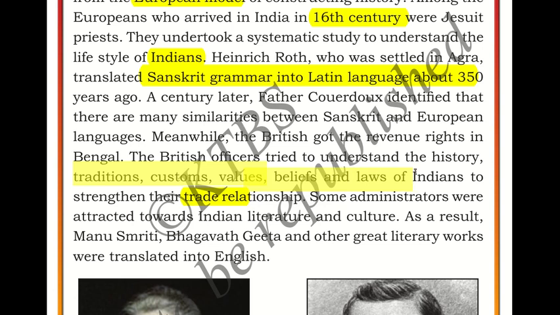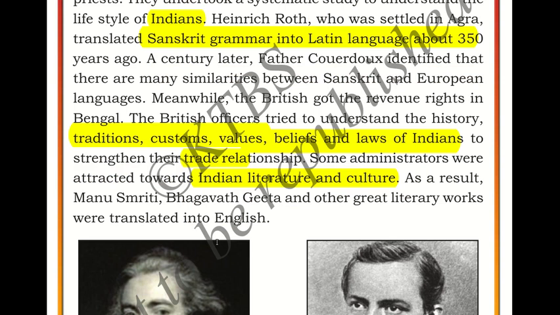Some administrators were attracted towards Indian literature and culture. Keep in mind that even before the Europeans came into India in 16th century, India was a land of rich culture and heritage. So the Indian literature was booming in variety and content, which is why some administrators were attracted towards literature and culture. As a result, Manusmriti, Bhagavad Gita and other great literary works were translated into English. So translation of literary works is one of the first approaches we need to take to ensure that knowledge is spread throughout the globe. Whenever there is any information source in one language, by translating it to other languages, we are ensuring that it reaches a larger group of people. So this happened to great literary works of India, including Manusmriti and Bhagavad Gita.